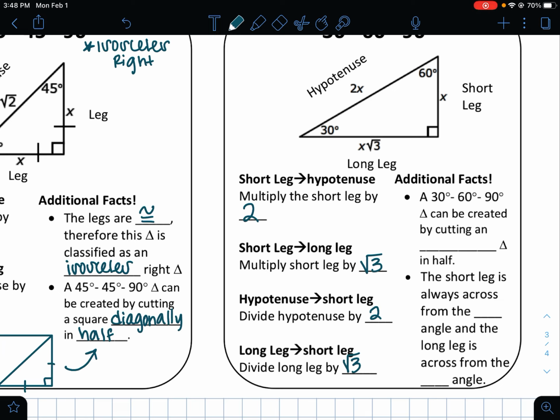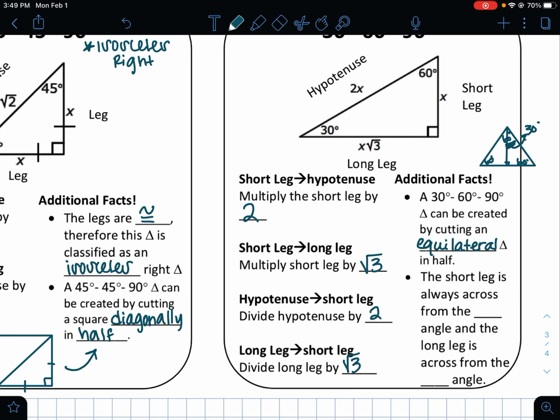Additional facts: a 30-60-90 triangle can be created by cutting an equilateral triangle in half. If you have an equilateral triangle, you should remember that all the angles are 60 degrees. If you cut this in half like that, it's going to create a 30-60-90 because now this part over here is 30 degrees. You see what I'm saying? So just keep that in mind.